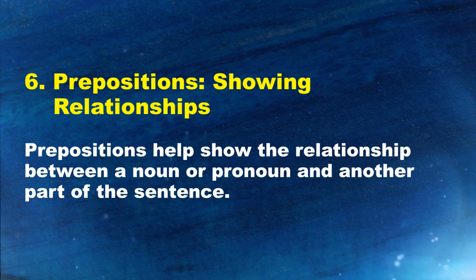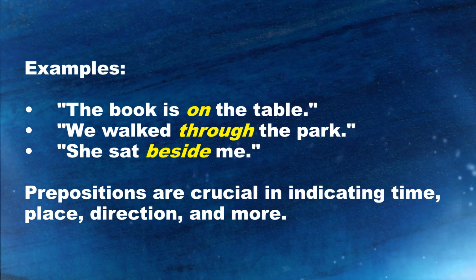6. Prepositions, showing relationships. Prepositions help show the relationship between a noun or pronoun and another part of the sentence. Examples: the book is on the table. We walked through the park. She sat beside me. Prepositions are crucial in indicating time, place, direction, and more.